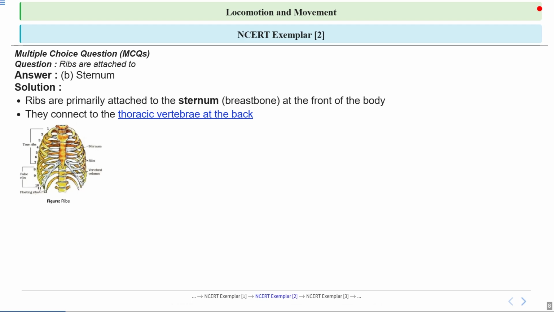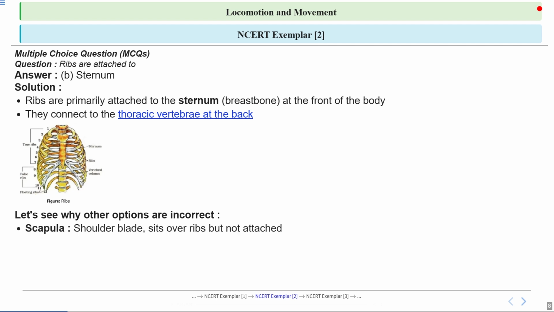Okay, that is why our answer is B. So let's see why other options are incorrect. First, talking about the scapula, which is also known as the shoulder blade, it is a flat triangular bone located on the back of the body. So it sits over the ribs but is not directly attached to them. Instead, it connects to the clavicle and the humerus, allowing for a wide range of motion in the shoulder joint.